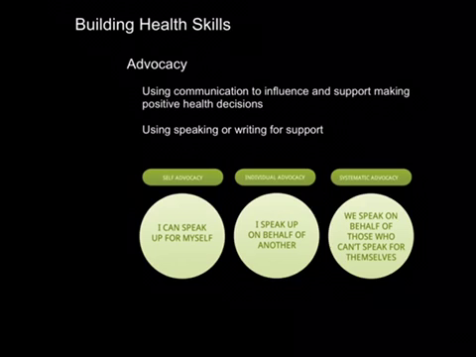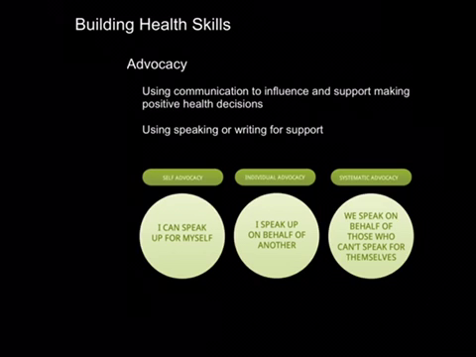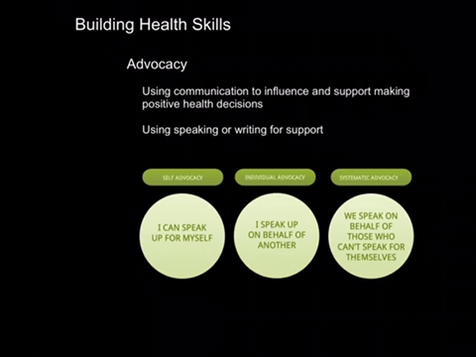The last health skill we're going to look at actually is advocacy. And this is ways we can make change not only with ourselves, but also with other people and with groups. So we use communication to influence that and support people making health decisions. And it can be any forms of communication. So again, self-advocacy is for yourself, individual, you're speaking up for somebody else, and then you can look at a group and make change.